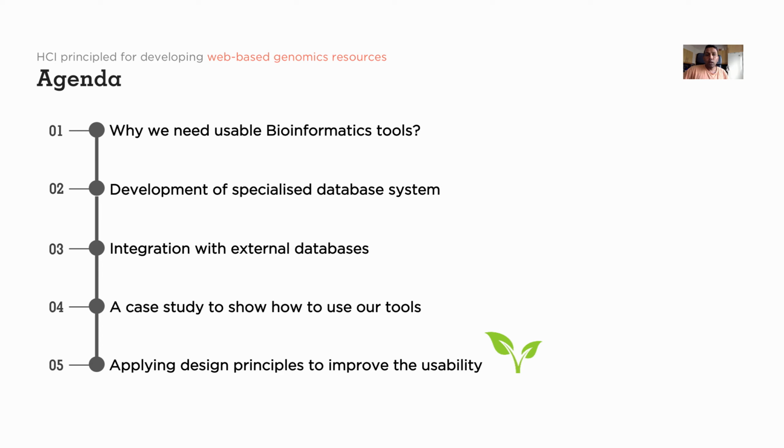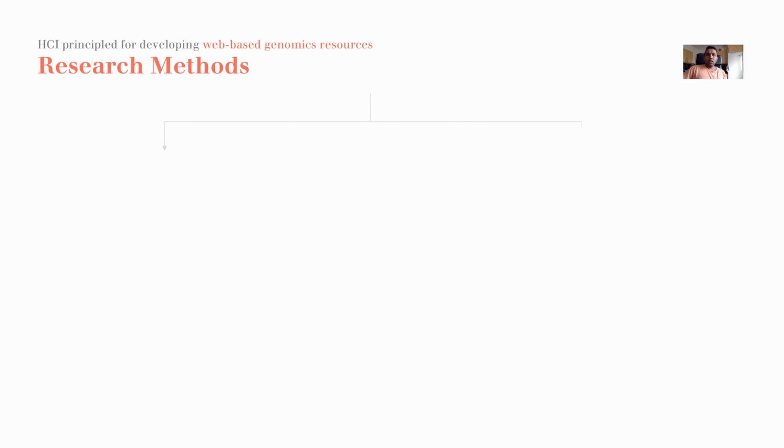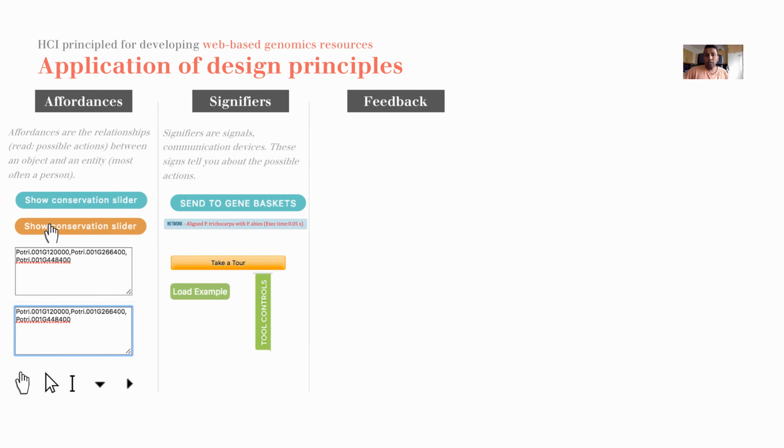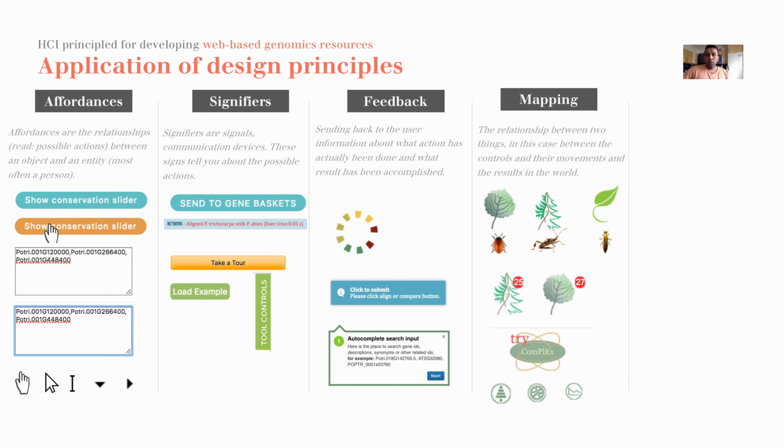Now we come to the last part of our presentation, applying design principles to improve the usability. I used some design principles to improve the usability of our tools and validated if these design principles worked well using different usability methods. These are the design principles that I used during my study. Affordances. Affordances are the relationship between the object and the entity, in this case, the tool and the user.